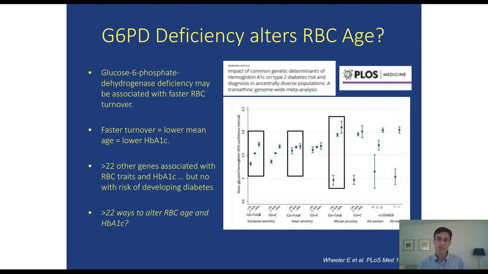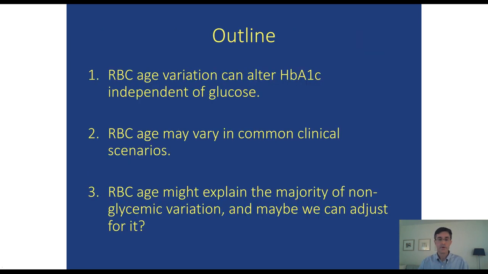So we can see overall that there may be many more genetic variants and possibly other clinical conditions where red cell age is altered to a degree that will affect hemoglobin A1c. So I'd now like to move on and provide some evidence and rationale for why it's likely that red cell age could be the dominant source of non-glycemic variation in A1c, and suggest that there might be a way to adjust for this variation.